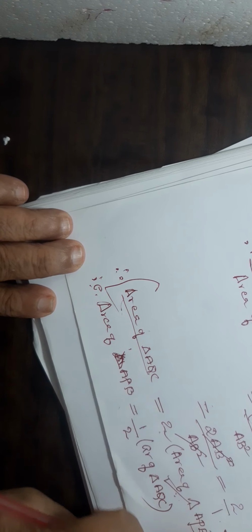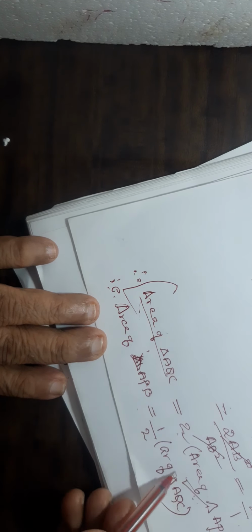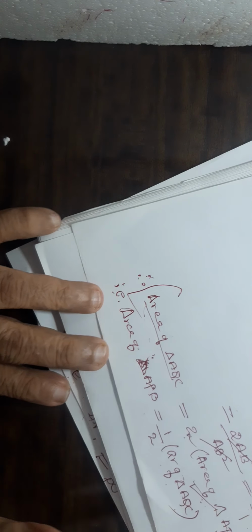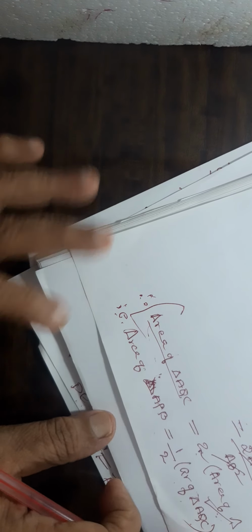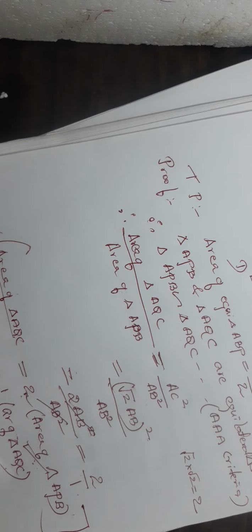By this only I have got everything 2 times. According to what answer they want, I can write it like this: area of triangle APB, this 2 is going to come here, and 2 coming here means it will be half. So half of area of triangle AQC. So we have proved that also, finished. So this is the way we prove area of triangle APB is equal to half of area of triangle AQC. So that is the end of that problem.